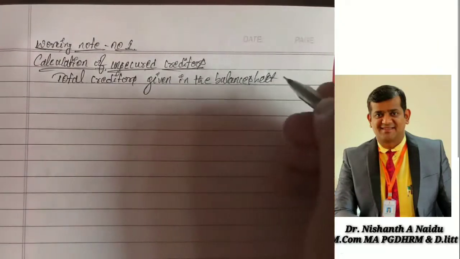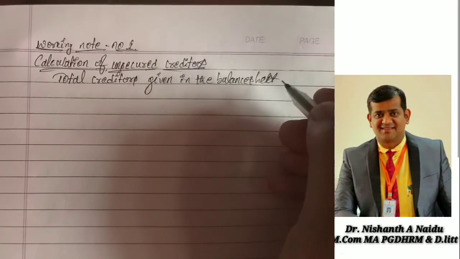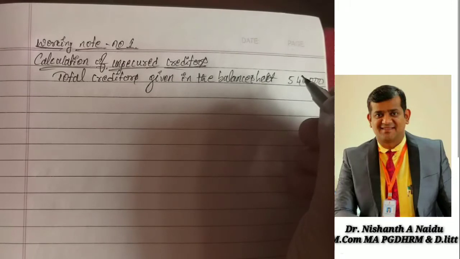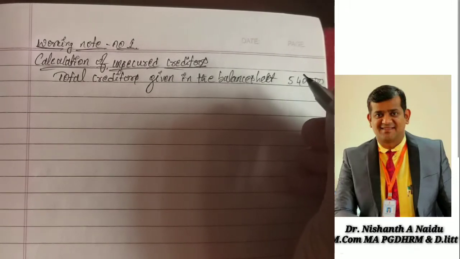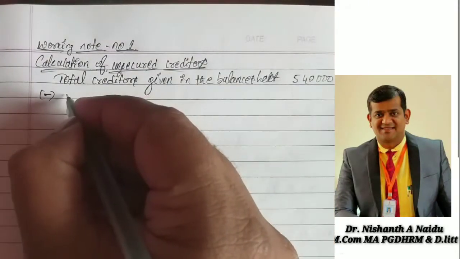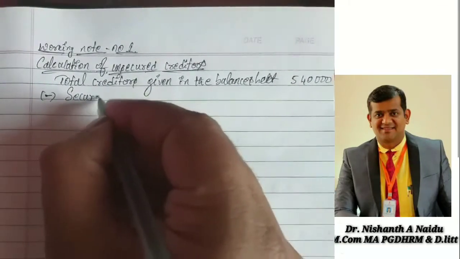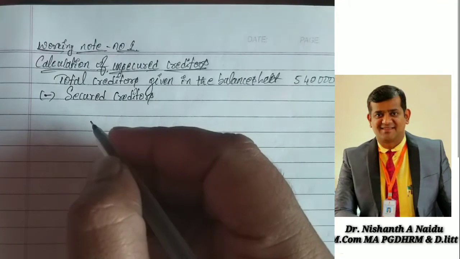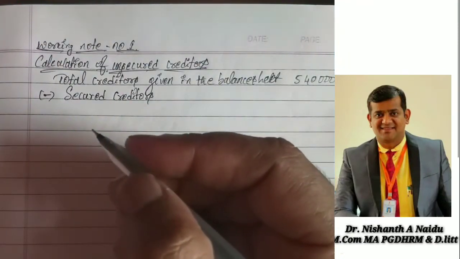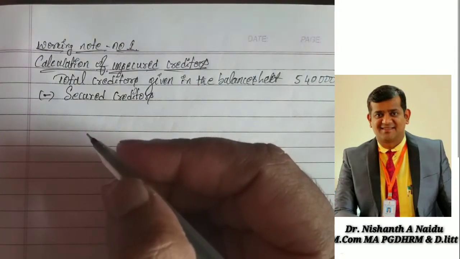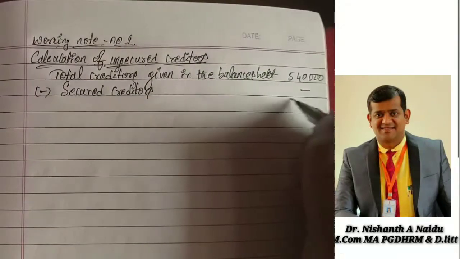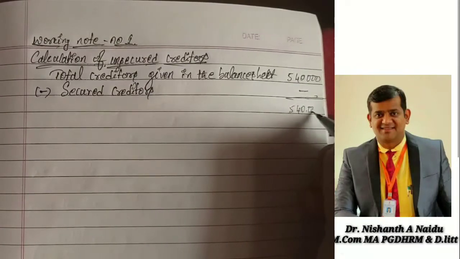How much have they given in the problem? They have given 5,40,000. Correct. In the liability side, check sundry creditors 5,40,000. Do we have any creditors which are secured? No, right? So less secured creditors. They have given a secured loan, but there are no secured creditors. So there are no secured creditors to deduct. The balance remains 5,40,000, since secured creditors is nil.